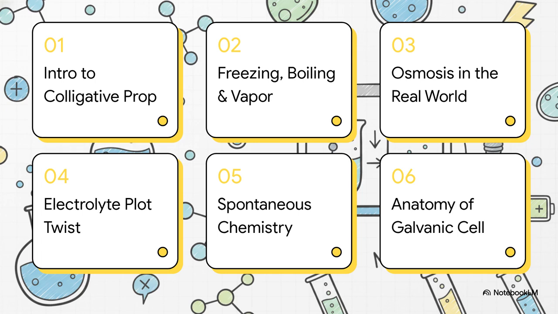Okay, here's our roadmap for today. We'll start with an intro to colligative properties, then move on to freezing, boiling, and vapor. After that, osmosis in the real world, the electrolyte plot twist, harnessing spontaneous chemistry, and finally, the anatomy of a galvanic cell. Let's get into it.